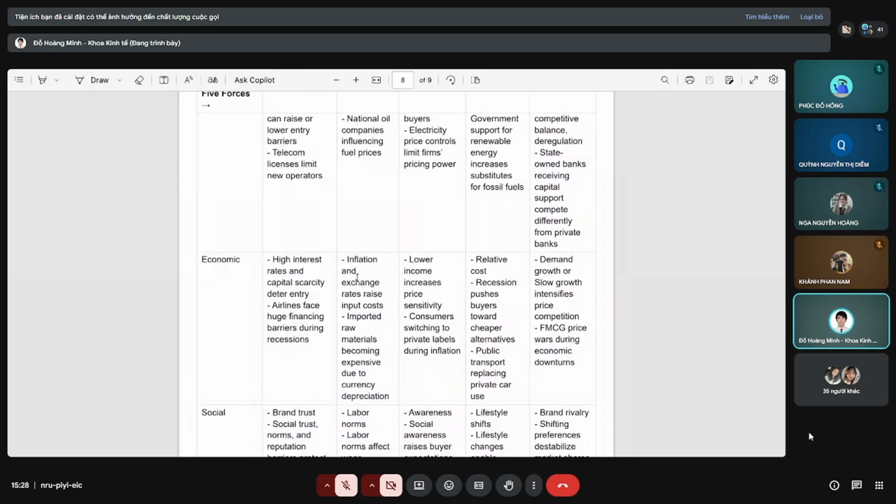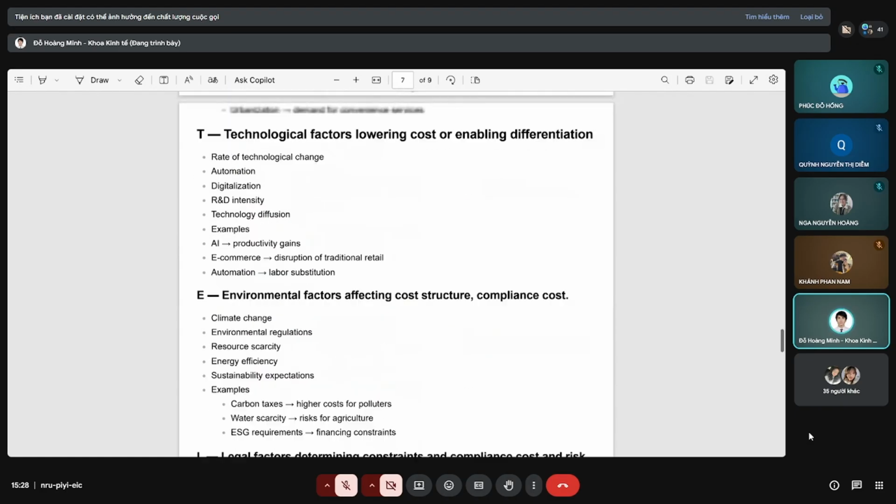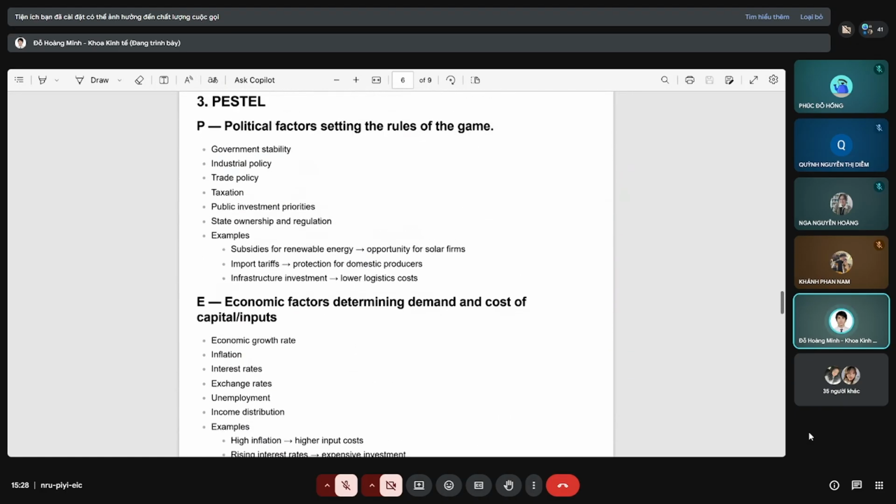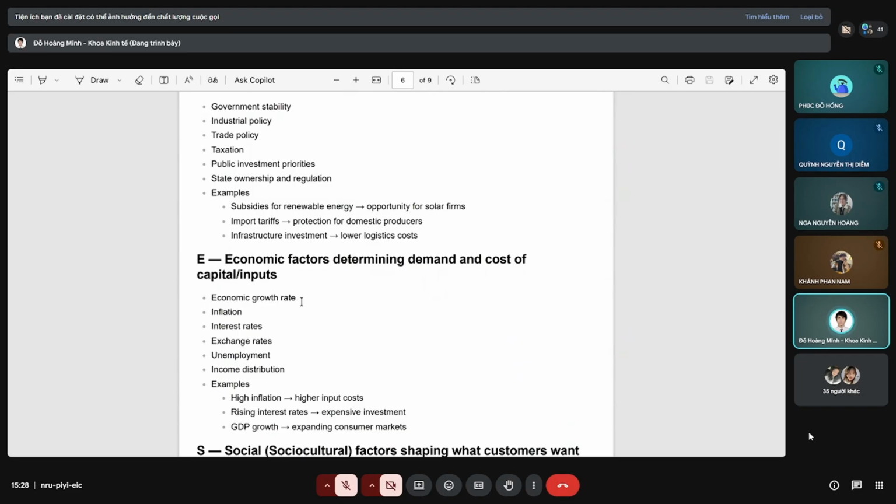So how about economic factors? The economic factors include, for example, the economic growth. It will determine the income of the people, of the customers, right? And of course, it has a direct impact on the growth of the market, the growth of the industry.